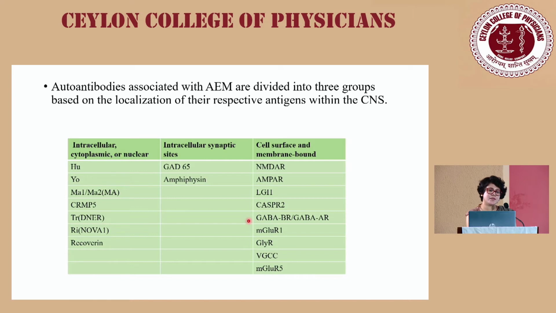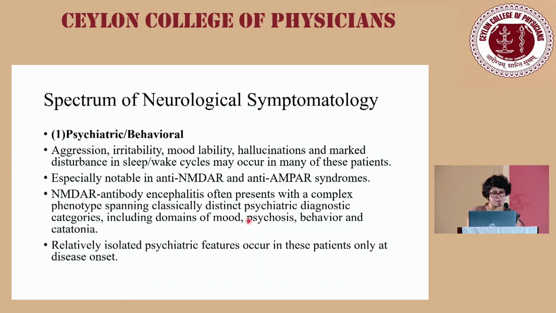The second target was the intracellular synaptic sites, for which GAD65 and AMPA can be given as examples. Again, those are associated with malignancies. The third entity is the cell surface and membrane-bound antibodies, which is more prevalent and widely talked about. NMDAR, AMPA, LGI1, CASPR2, GABA-mediated diseases, and voltage-gated potassium channel complex-mediated diseases all belong to the category of these cell surface and membrane-bound antibodies. So these are the three subtypes.